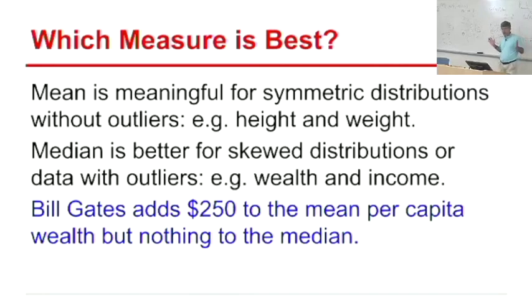And which is the best one? Generally speaking, if it's symmetric and there are not outliers, things like height and weight, the mean is a fine thing. If you have skewed distributions, power laws, things like that, a lot of outliers, median is a more sensible thing to deal with. Any questions? Okay, so we got to think about that.